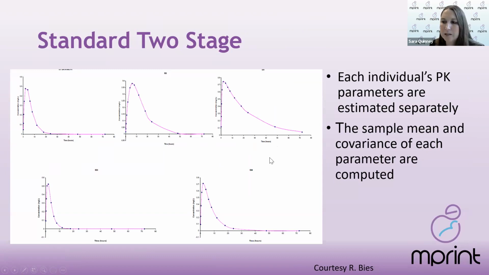Historically, the standard two-stage approach was used for fitting PK parameters to compartmental models. In this approach, each individual is treated separately. You fit a model to those individuals, and then you take the sample mean and covariance from that total data. So you would calculate a clearance and volume for each of these individual curves, and then take the mean, the averages of those parameters to get your population estimates.